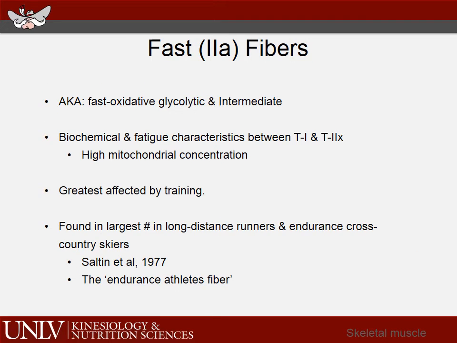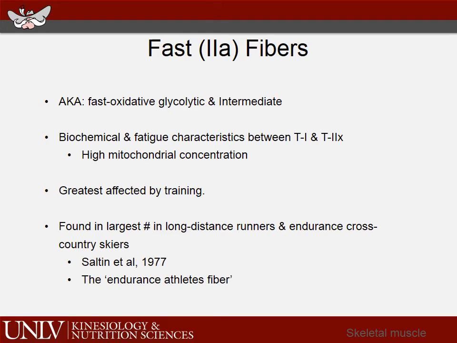Now we'll talk about these fast 2A fibers. Generally, these are also known as fast oxidative glycolytic, and they're intermediate fibers. Intermediate because they behave a little bit like type 1. They go back and forth with type 2. And this is the one where you're going to see it the most in your endurance runners or your endurance cross-country athletes. And actually, by that Saltin 1977 paper, they call it the endurance athlete's fiber. They have more of this fiber within their system. It's about biochemical and fatigue characteristics between type 1 and type 2X.